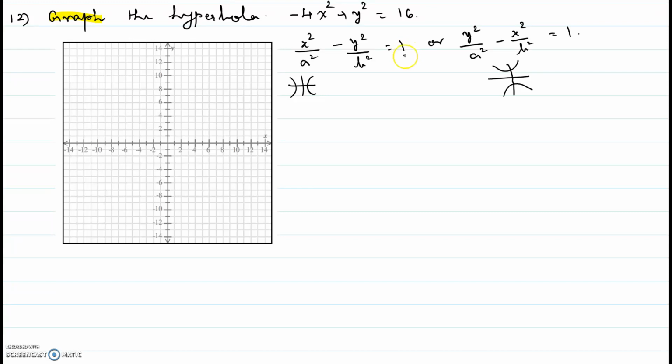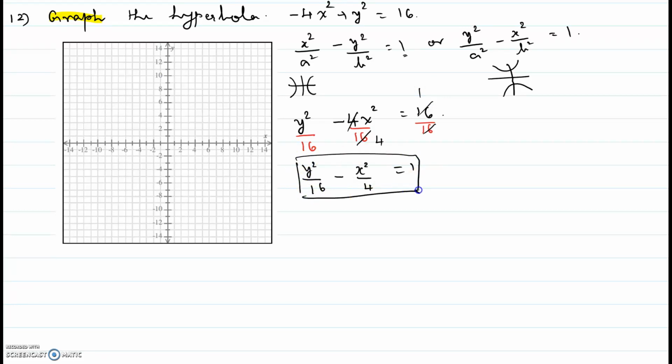So make a note that the right hand side of the equation must be made to 1. We will rearrange the terms in the given equation so that we have a positive term first. So if you rearrange it, it's y square minus 4x square equal to 16. And we have to make the right hand side 1, so divide the whole thing by 16. So we get y square over 16 minus x square over 4 equal to 1. So this is the equation in this form.